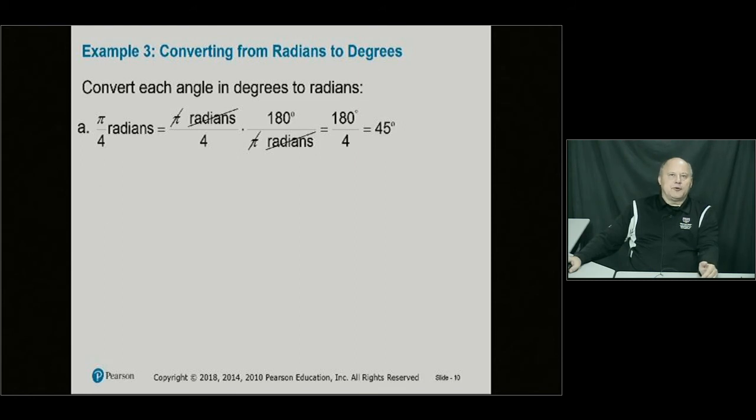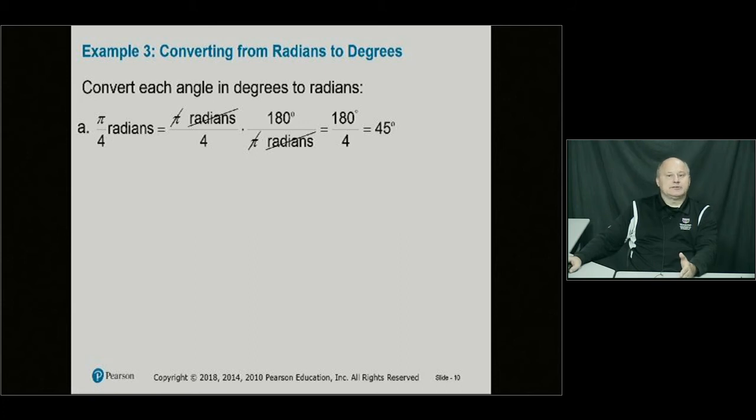So example 3, converting radians to degrees. We have pi over 4 radians. So we're going to multiply that by 180 over pi radians. The radians cancel, the pi's cancel. So you get 180 degrees over 4, which is 45 degrees. So pi over 4 radians is 45 degrees. Now, again, you can do this by relationships. Think about it this way. What's half of 180 degrees? 90 degrees. What's half of 90 degrees? 45 degrees.